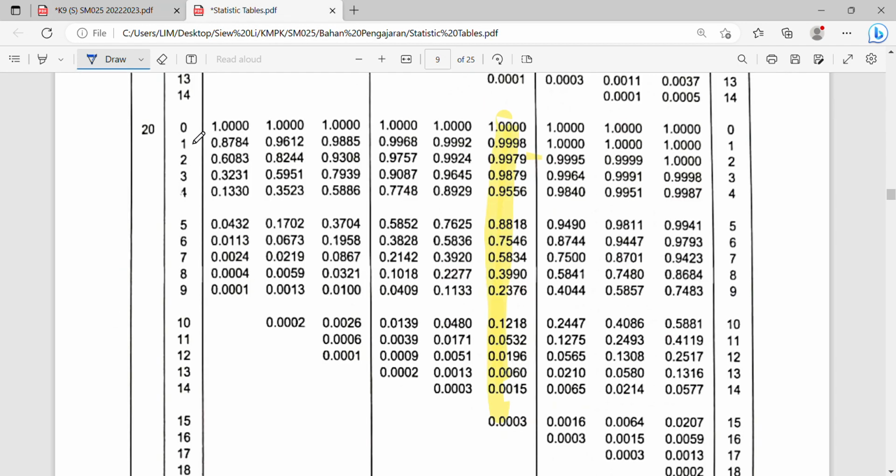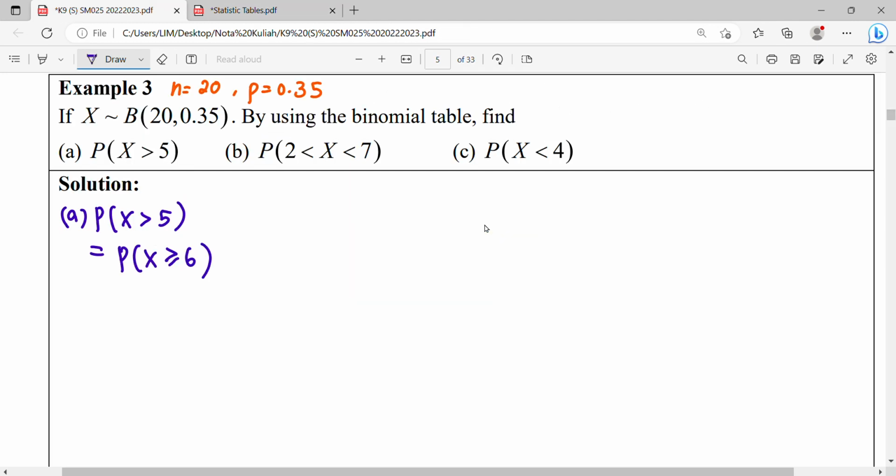So for this column, reading of 6 give you probability 0.7546. So this is table. How we write from table? Boleh. Itu yang saya maksudnya baca 6. Baca 6. So kalau B, you want in between 2 and 7.